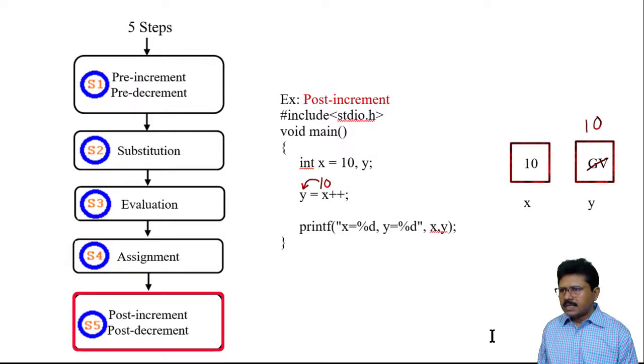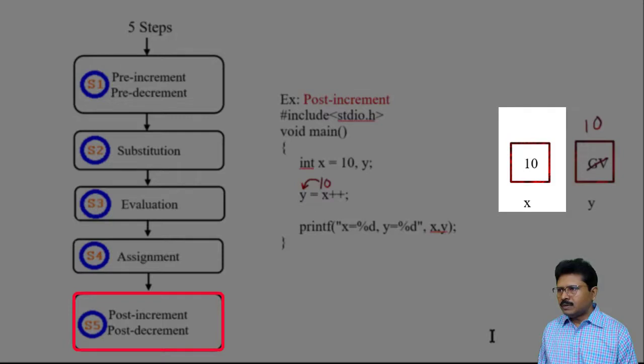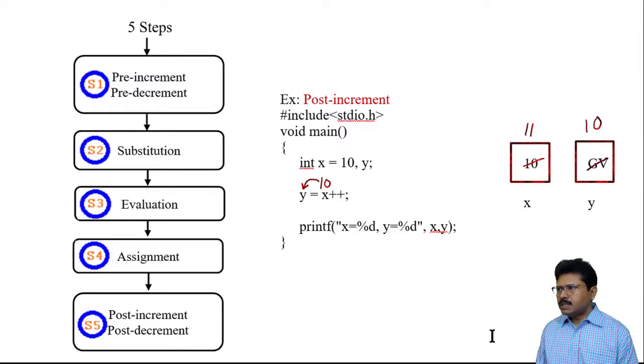Next, after assignment, it will check whether there is any post-increment or post-decrement. Yes, this is x++, so this is a post-increment. So the value will be incremented by 1. So now the value of x is 11 and y is 10. So when this produces the output, x will be 11 and y will be 10.